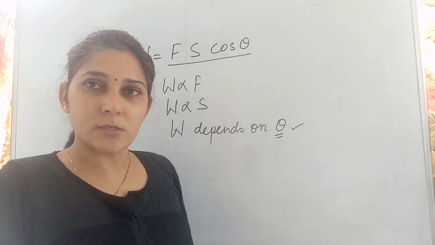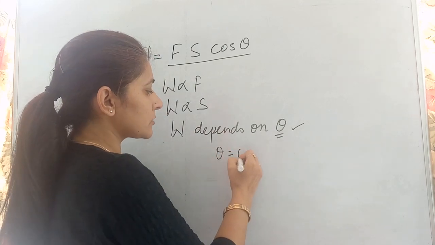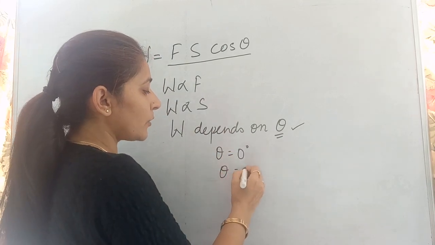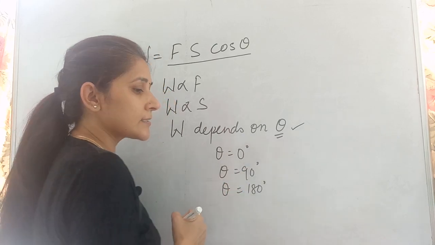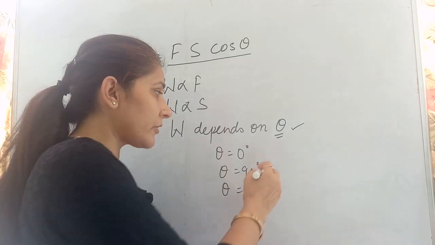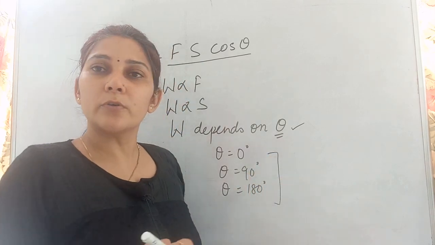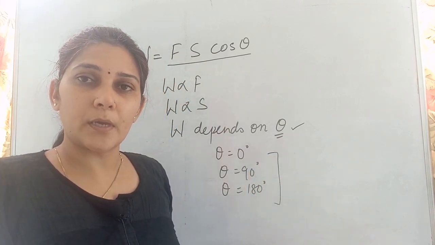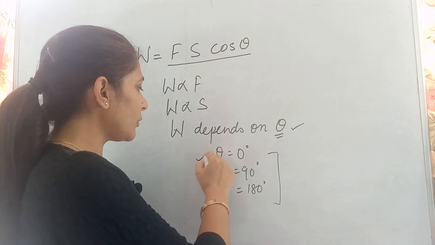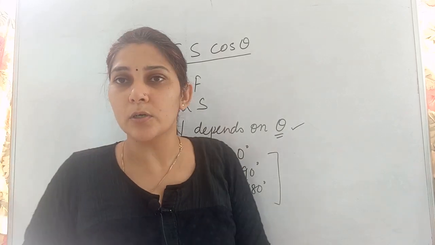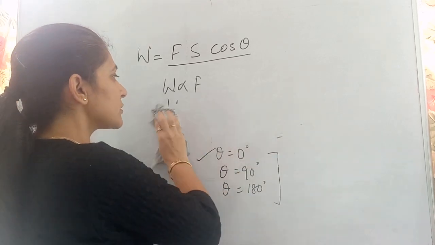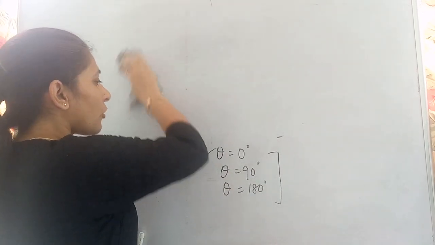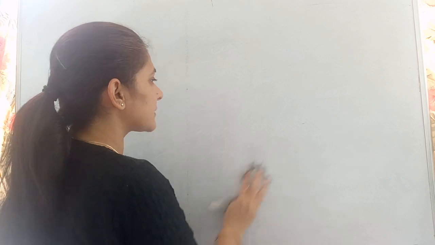Three cases are possible: when theta is equal to 0 degrees, when theta is equal to 90 degrees, and when theta is equal to 180 degrees. A brief introduction of this I gave you in the previous video also, but today we are going to do this topic in detail. We will start with the first condition, theta equal to 0 degrees. As I told you, theta is the angle between the force and the displacement. According to that, we are going to discuss these three cases. So we will start with case 1.